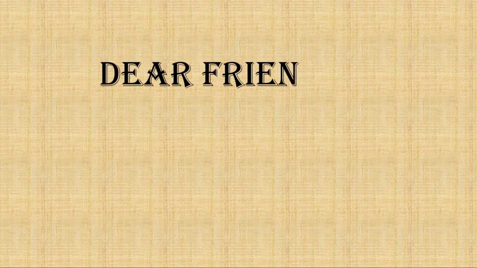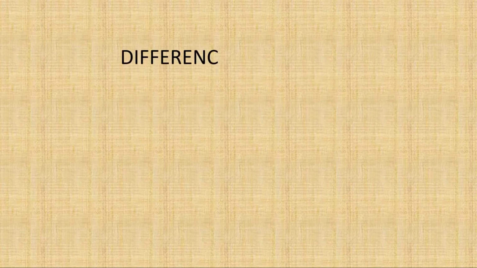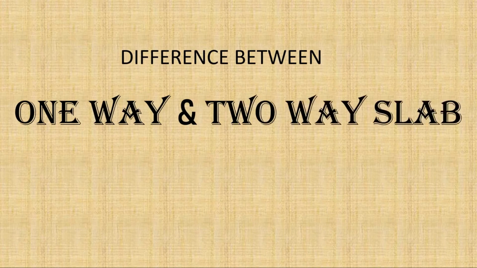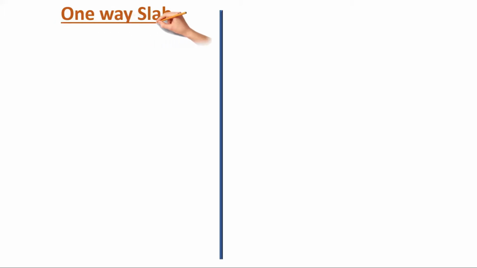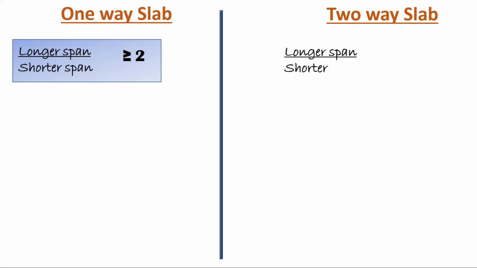Dear friends, welcome back. Today we are going to discuss the difference between one-way and two-way slab. One-way slab: as per IS 456, the ratio of longer span to shorter span is greater than or equal to 2 in the case of a one-way slab. Two-way slab: whereas in the case of a two-way slab, the ratio of longer span to shorter span is less than 2.